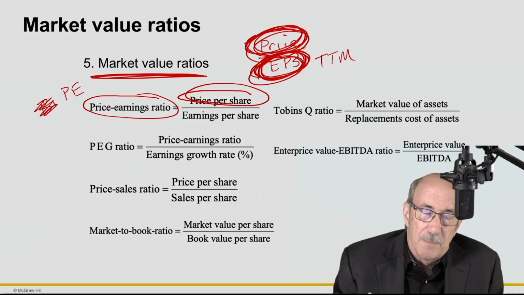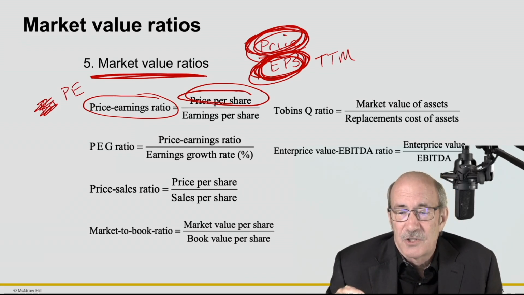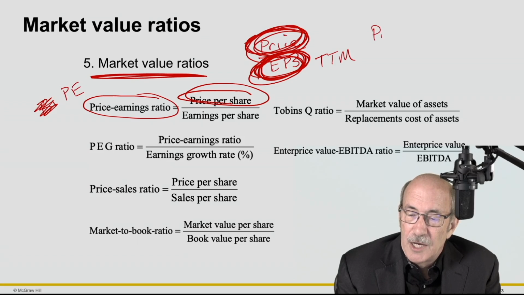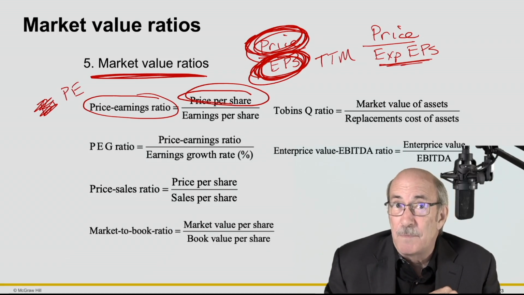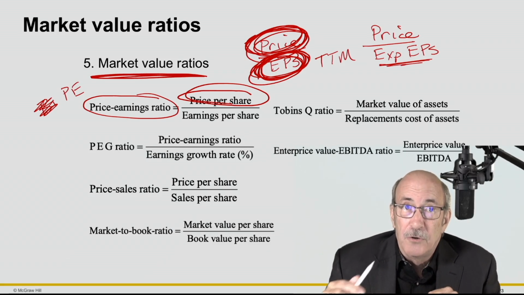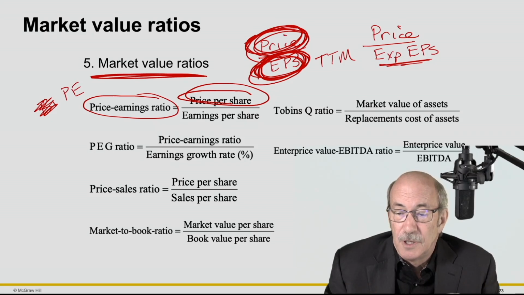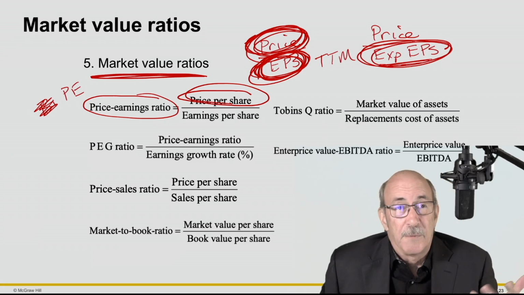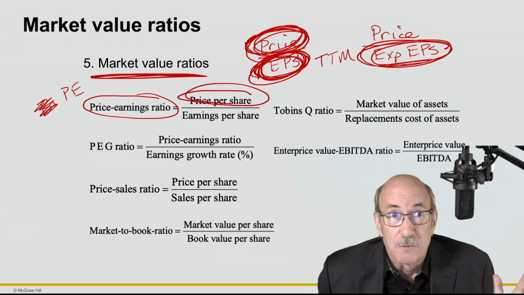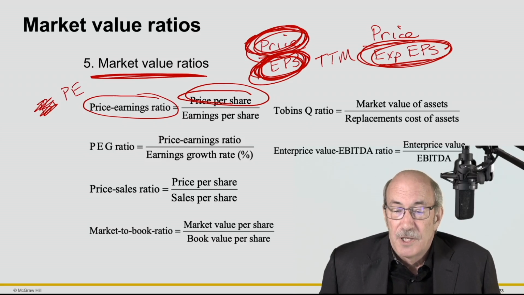Now, in some cases, you will find that analysts will actually look at price divided by expected EPS. So this is an estimate that they're making of what the EPS might be in the future. Now, those ratios tend to be more stable. But the problem is that this is going to vary from analyst to analyst. It's the future. So nevertheless, just be careful of PE ratios.